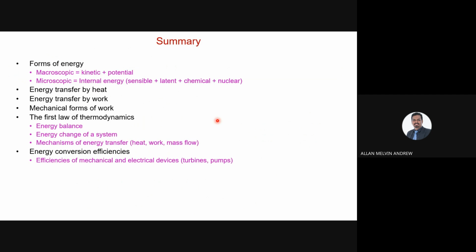As a summary for chapter 3, we have studied the forms of energy. We studied the macroscopic forms, involving kinetic and potential energy, and the microscopic form, internal energy, including sensible, latent, chemical, and nuclear energy. We studied energy transfer by heat and energy transfer by work, which we covered in part two. Then we studied the mechanical form of energy, the first law of thermodynamics, and energy conversion efficiencies. All this we have studied today.